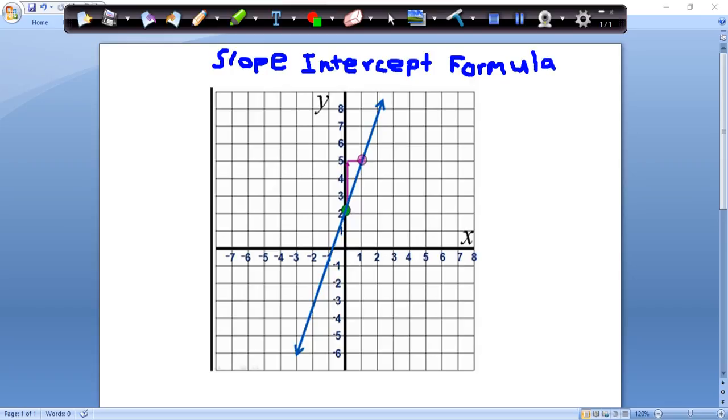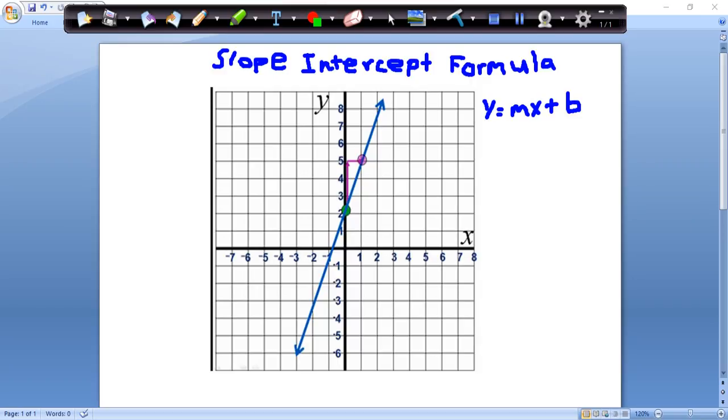Okay, so what is the slope-intercept formula? y equals mx plus b. Okay, and then we're going to explain what this means. And then you'll see, knowing this will help you with question number 18 on page 588.